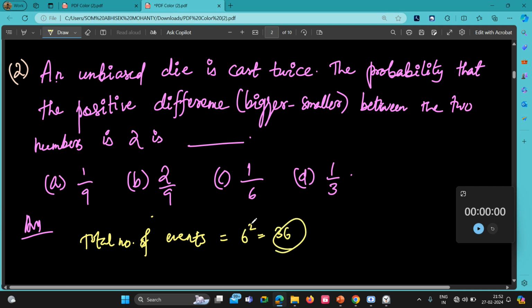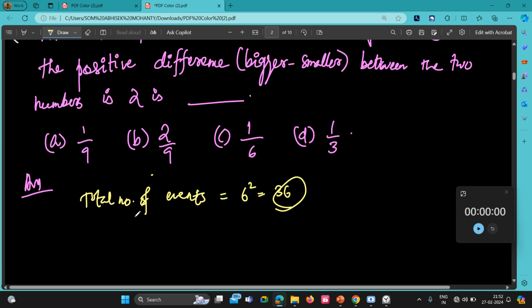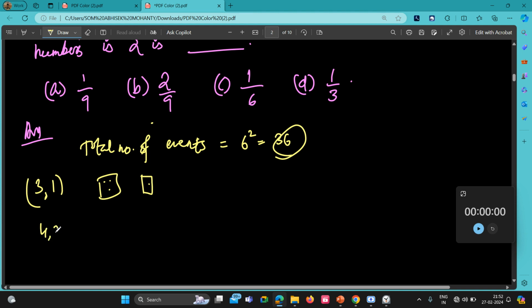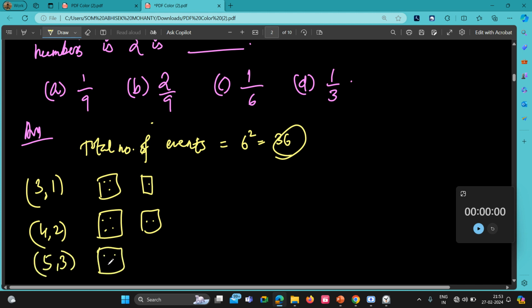Now, probability that the positive difference between the two numbers is 2. So, how can be the arrangement? It can be 3, 1. Like one die will have 3, one die will have 1. So, the answer is 2. It cannot be 1, 3. 3, 1 only because positive difference. Okay. Another is your 4, 2. This is your 2. Next is your 5, 3.